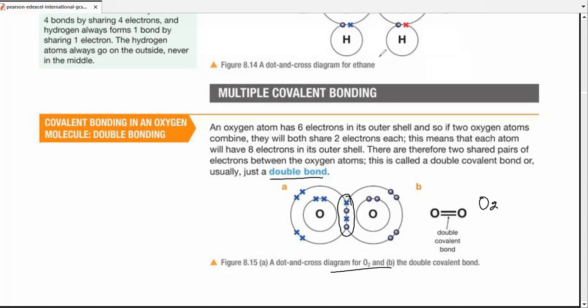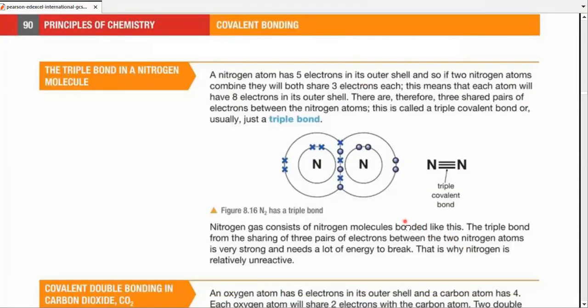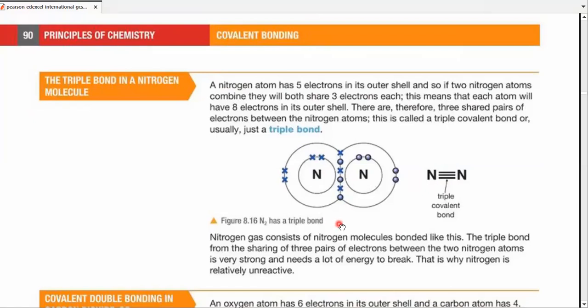So multiple bonding includes double bonds and triple covalent bonds. Next example is of a triple covalent bond between nitrogen atoms. A nitrogen has 5 electrons in its outermost shell. And if 2 nitrogens are supposed to combine, they will both share 3 electrons each. And that would become a sharing of 6 electrons between 2 atoms, which is a triple covalent bond and shown by 3 lines. Each atom shares 3 electrons. It's known as a triple bond.